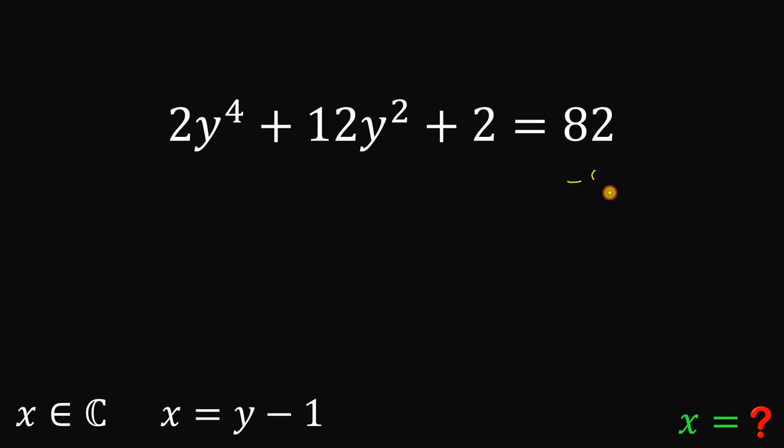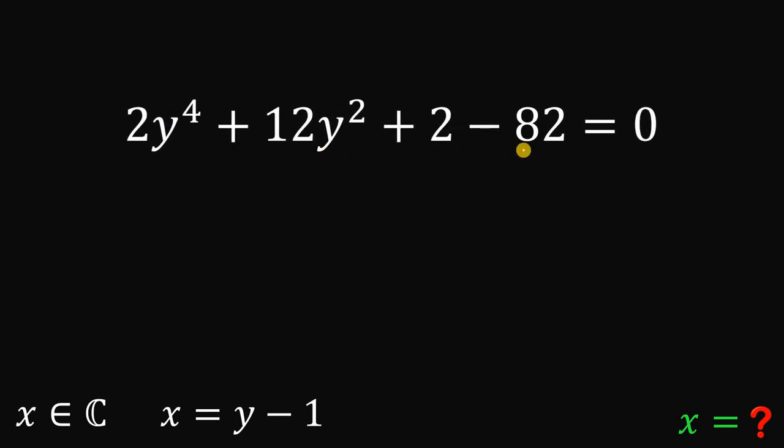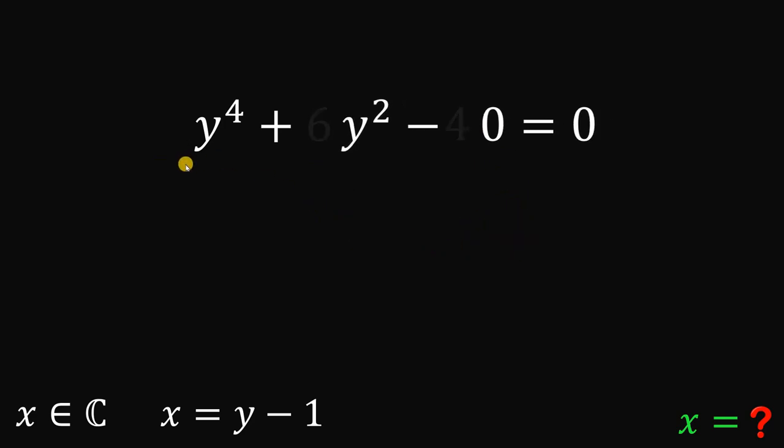So let's subtract 82 on both sides. If we do that, we get 2y^4 + 12y^2 + 2 - 82 = 0. 2 minus 82 will give us negative 80. And all of these coefficients are divisible by 2, so why not divide all of this by 2? Now, this becomes 1. The coefficient of y^2 becomes 6, and the constant term becomes negative 40. So we have y^4 + 6y^2 - 40 = 0.